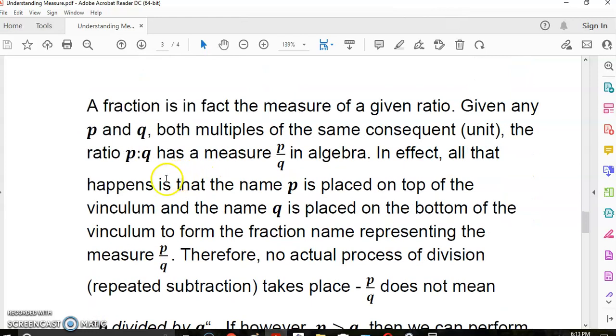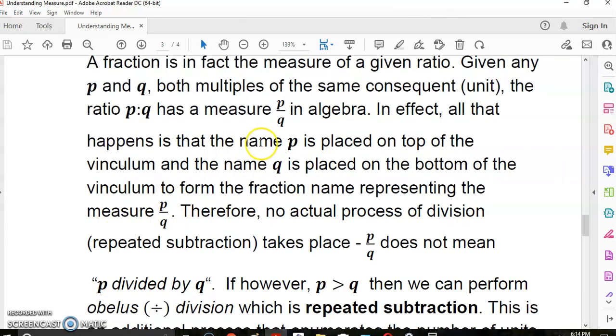Now, a fraction is in fact the measure of a given ratio. Okay, given any P and Q magnitudes, whether they be line segments, masses, areas, weights, whatever, both multiples of the same consequent magnitude, the ratio P to Q has a measure P over Q in algebra. So in effect, all that happens is that the name P is placed on top of the vinculum. The vinculum is a horizontal line here, okay? And Q is placed on the bottom of the vinculum, as you see here, to form the fraction name representing the measure P over Q.